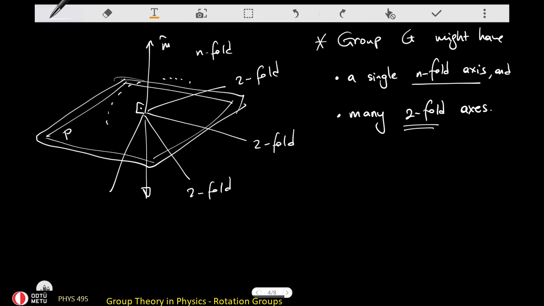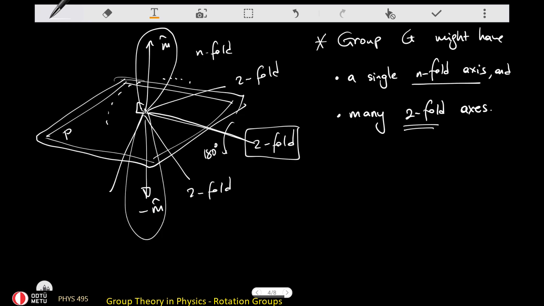So let's say that M is the n-fold axis, right? So we just have a single axis in here. We consider the plane perpendicular to that axis. And somehow, if I have a two-fold axis in here, let's say this one, for example, in that case, you can see that there's a 180-degree rotation in here, which will map this axis M into minus M. And so therefore, this is a possible way of transforming this axis into itself.